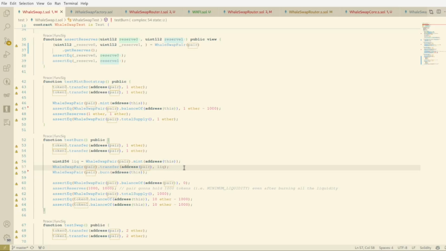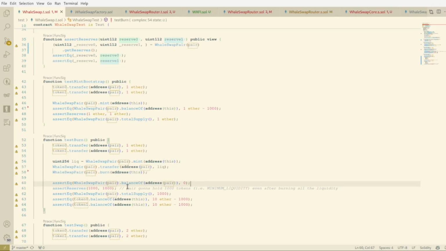So we have to first transfer all of the whale tokens to the pair contract, and then call the burn function in the pair contract to burn all of those tokens. And this will basically remove all of the whale tokens burned by us from the total supply.